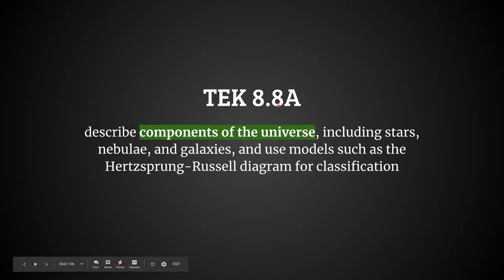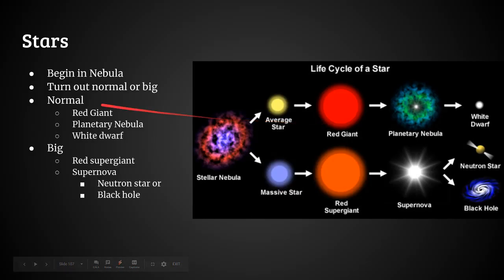Moving on to TEAC 8.8a, components of the universe. So this was a question at some point, so I decided to throw it in there anyway. We find that stars begin as a nebula here, the stellar nebula. They either turn out normal, which would be an average star, or a bigger one. For normals, it then continues on to red giant, planetary nebula, and then a white dwarf. But if it is a massive one, it goes into red supergiant, supernova, black hole, or a neutron star.